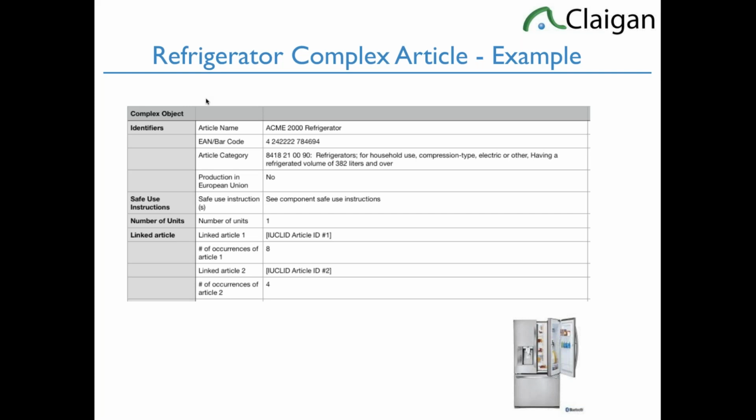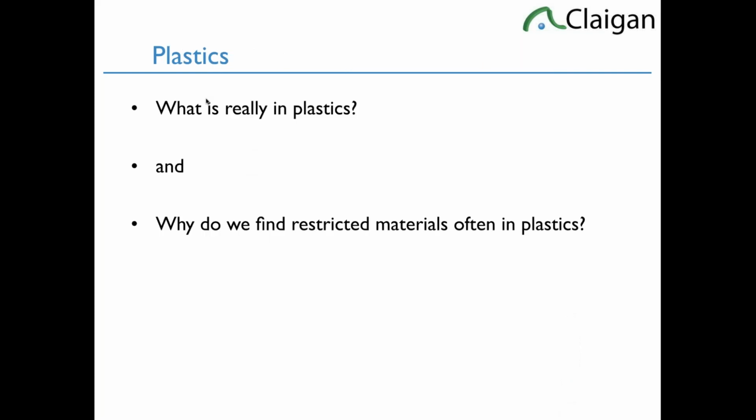So why this is really relevant, of course, is we're talking about a lot of substances of concern and restricted materials, and that comes back to plastics and what's actually in plastics. So good question for everybody. What's really in plastic? Hey, that's just PVC. It's maybe 50% polyvinyl chloride. It's 50% other stuff. And why do we find restricted materials often in plastics?